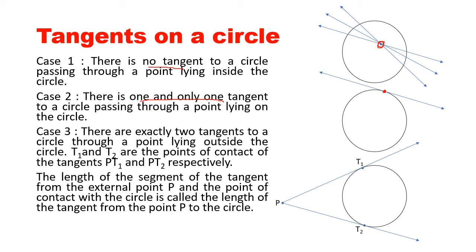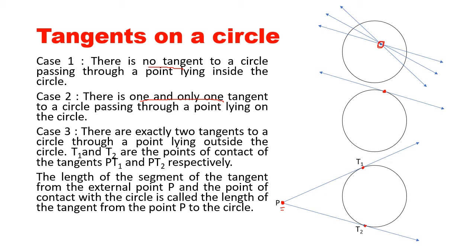Case 3, if the given point lies outside the circle, from this point two tangents are possible. One point of contact is T1 and one point of contact is T2. So understood the cases? When the given point lies inside the circle, no tangents are possible. When the given point lies on the circle, one tangent is possible. When the given point lies outside the circle, two tangents are possible. Okay? So here, for the given point P, which lies outside the circle, the tangents are PT1 and PT2.